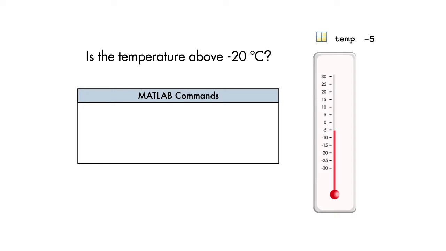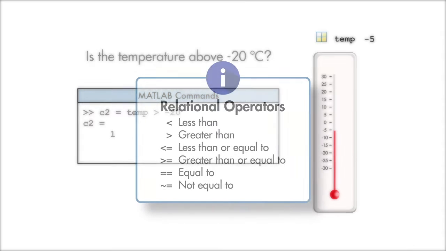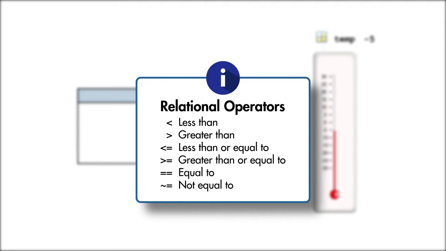Now, we need to determine if the current temperature is above -20 degrees Celsius. This time, we use the relational operator greater than. Looking at the values stored in temp, can you guess the result? If you guessed 1 corresponding to true, you got it right. So far, we've used the relational operators less than and greater than, but there are other relational operators to help us compare values.